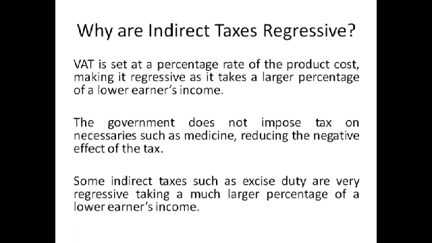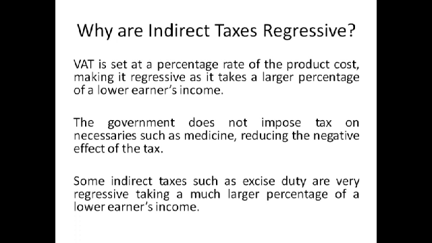But take Phoebe, who's a footballer and earns £20,000 a week. The £3 tax to buy a football is nothing to her. It's only 0.015% of her weekly income. Compare this to Sally, who spent 1.5% of her weekly income on a football, and you'll see that it's quite a big difference. To try to reduce this inequality, the government doesn't impose tax on necessities such as medicine, which reduces the negative effect of the tax.